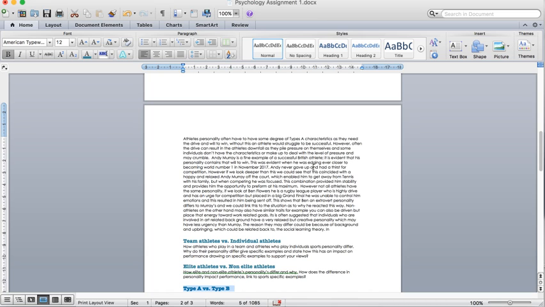Andy Murray is a fine example of a successful British athlete. It is evident that his personality contains the will to win. This was evident when he was edging ever closer to becoming the world number one in November 2017, and he never gave up and had the thirst for competition. However, if we look deeper than this, we could see it coincided with a happy and relaxed Andy Murray off the court, which enabled him to get away from tennis with his family. But when competing, he was focused. This combination provides stability and provides the opportunity for him to perform at his maximum.